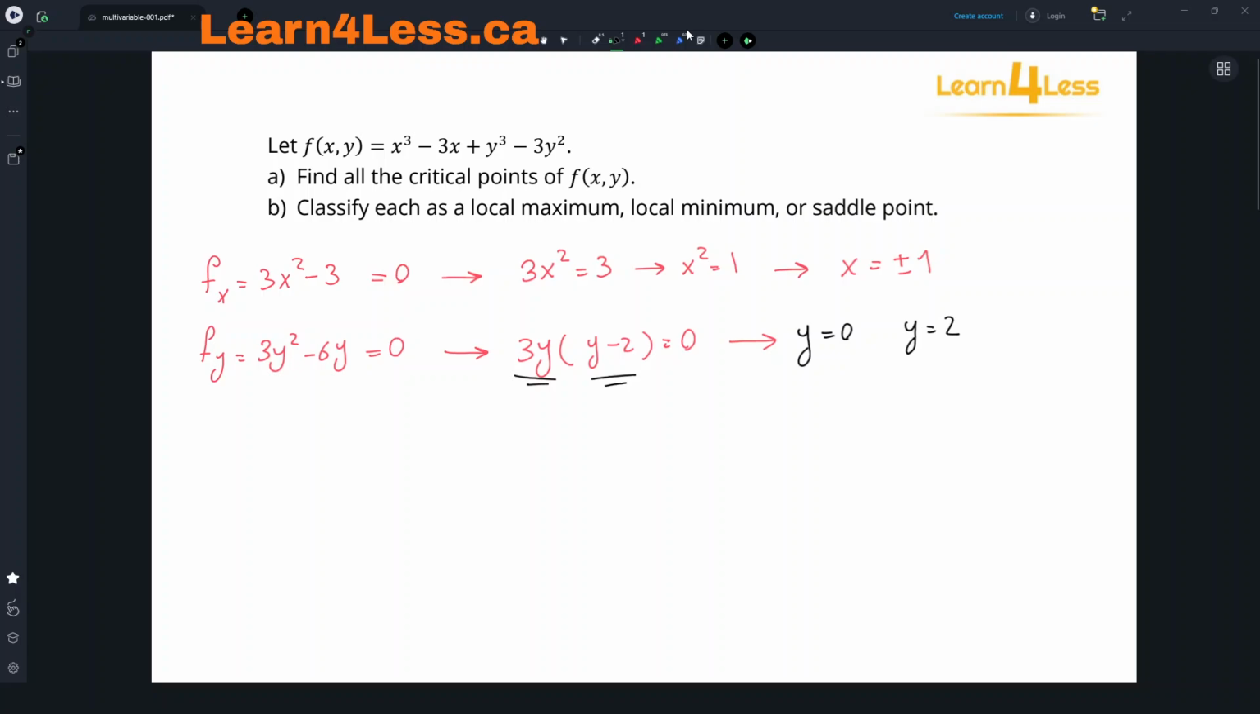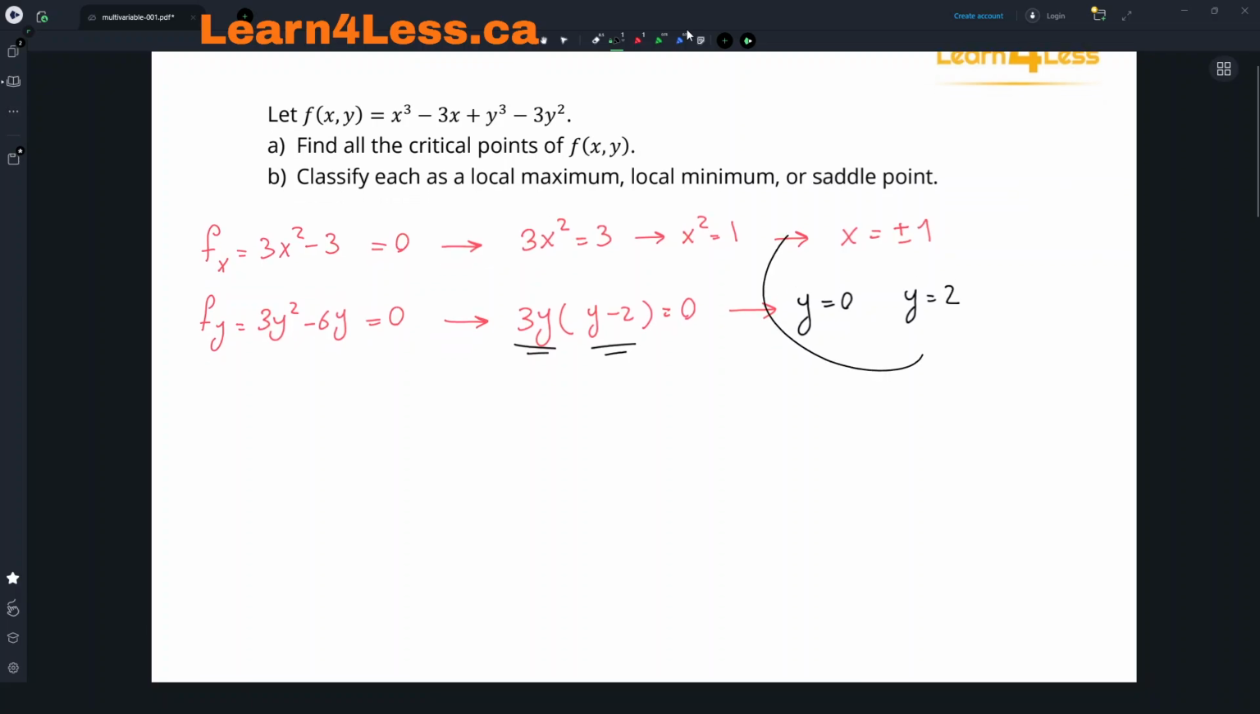So we found two y coordinates. But what are the critical points? What are the coordinates of the critical points? Combination of these two. So for example, I can say when x is equal to 1 and y is equal to 0 or y is equal to 2. So any combination there. So I can say the critical points would be (-1, 0), (-1, 2), (+1, 0), and (+1, 2). So any combination of these x and y's that I got.